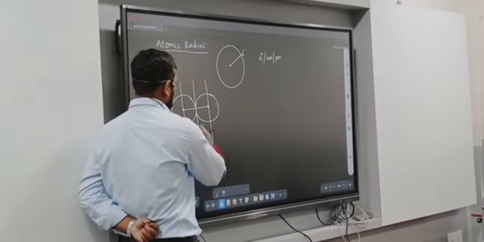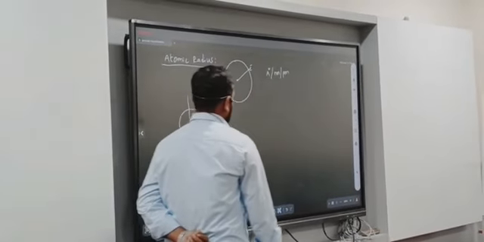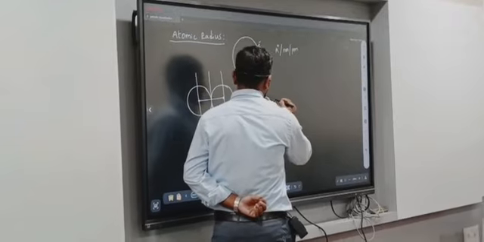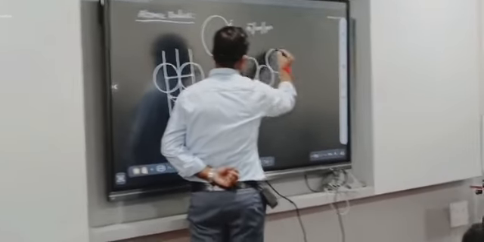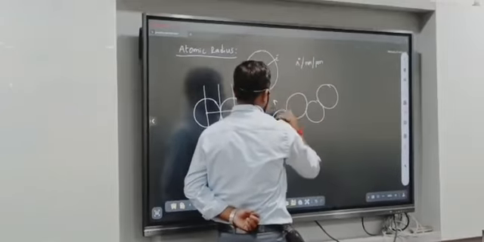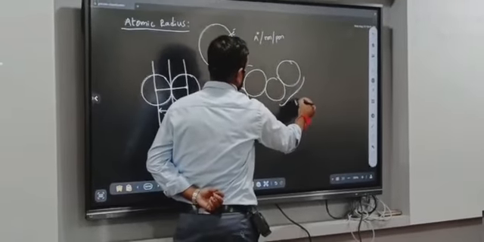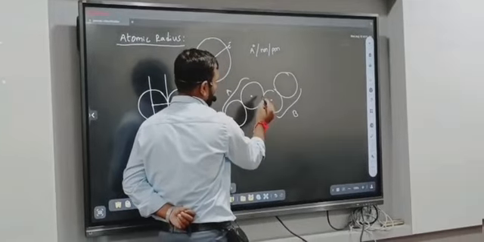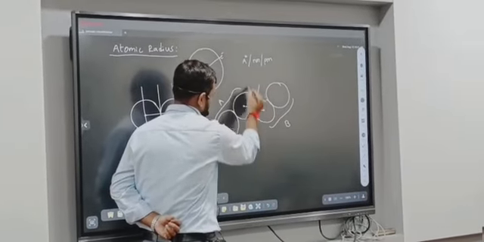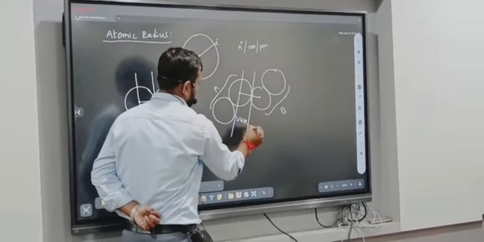If it is covalently bonded, that is a covalent radius. Now consider the distance between two atoms of different molecules. This is molecule A and this is molecule B. In between there are two atoms of different molecules. Half of the internuclear distance is known as van der Waals radius.